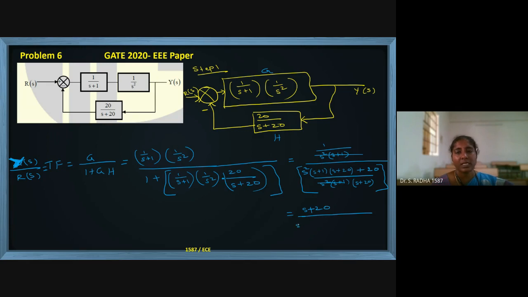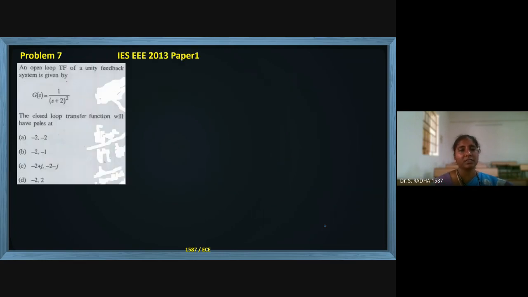Now this is s square, s plus 1, s plus 20 plus 20. This is denominator. This is the overall transfer function. The denominator you can thoroughly multiply and just check. Okay. Now coming to this question, 2013 IES paper.